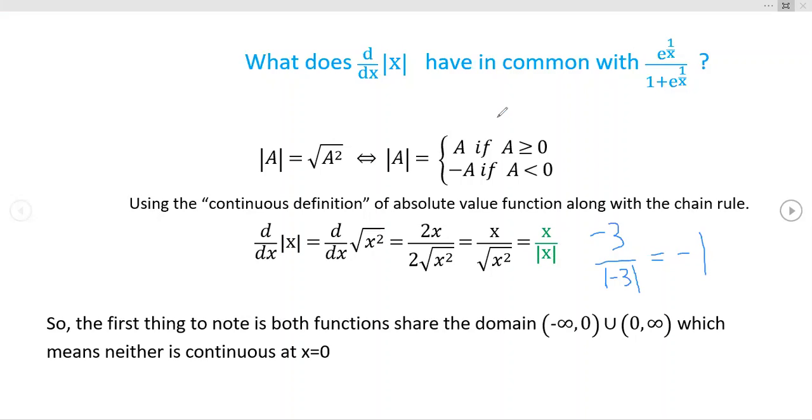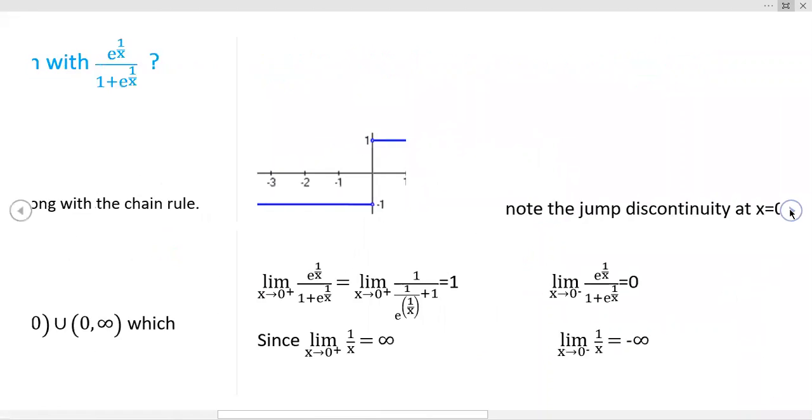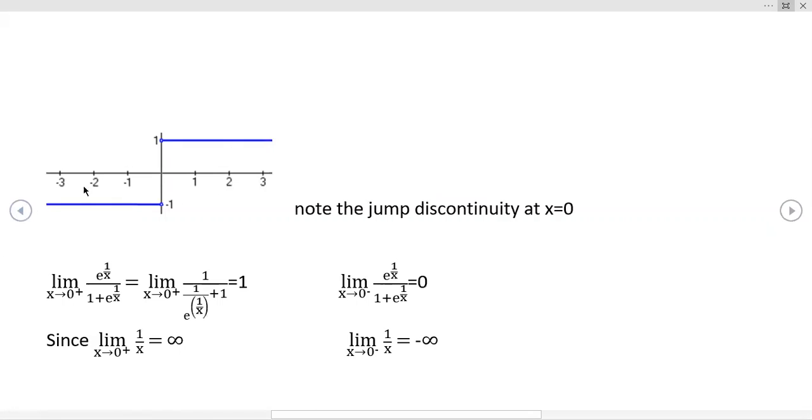Now let me clear all this out here, and let's move along and take a look at the graph. Okay, so here's the graph, and this is more or less a picture of what I was just saying. And so there is a jump discontinuity at x equals 0. And notice this wasn't any kind of contrived thing. It came from a continuous definition of absolute value. Okay, so you get something that appears in nature, so to speak.